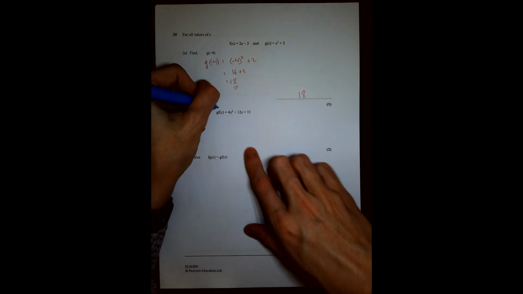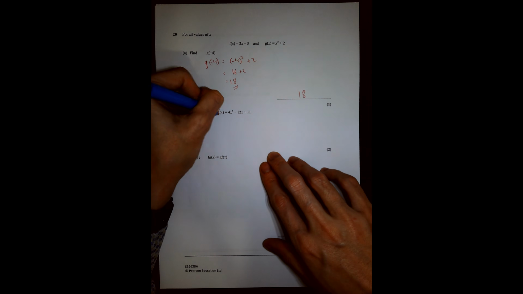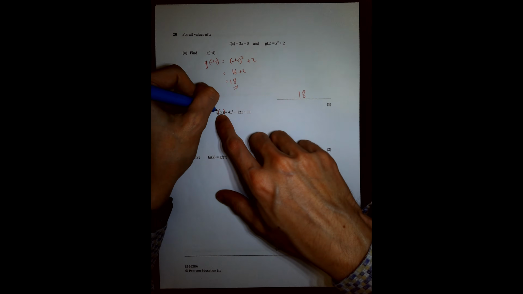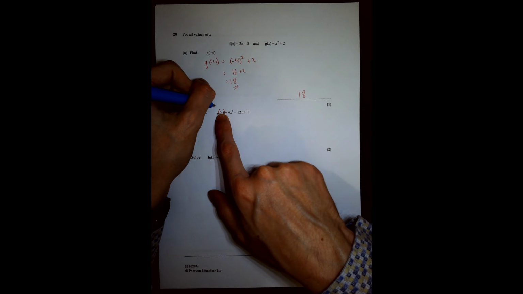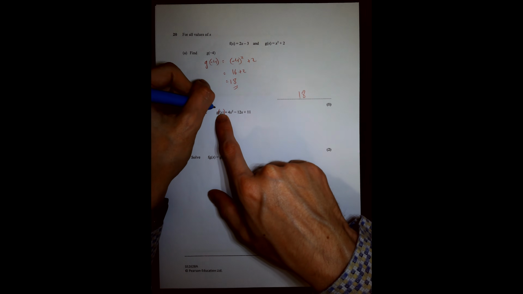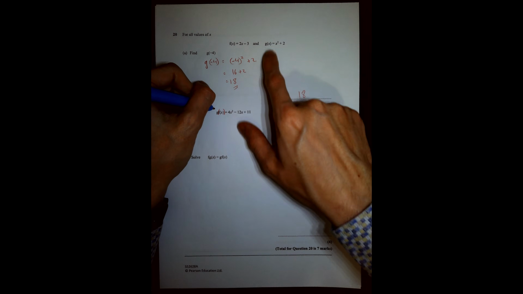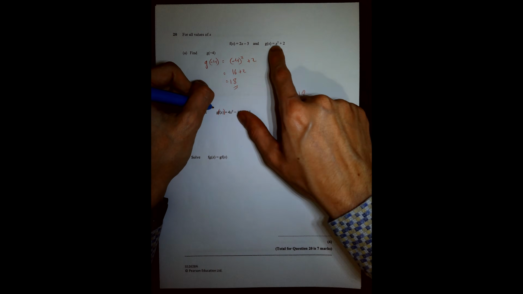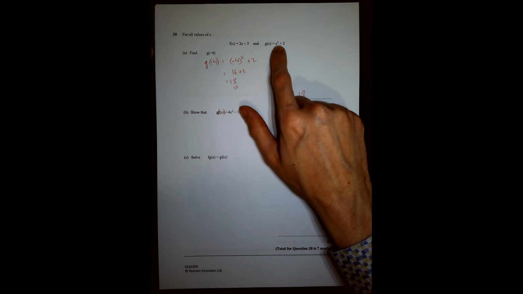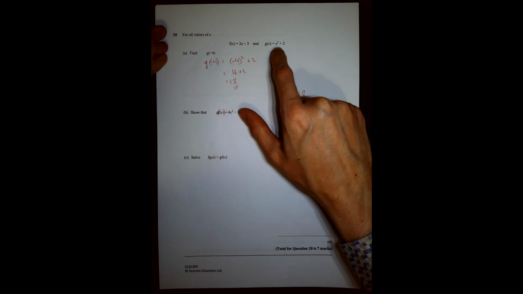G of f of x. It will help with these questions if you put brackets around that f of x. What we're going to do is take f of x and replace the x in g of x with f of x. So we're going to replace all the x's, just the x squared, with 2x minus 3 squared.